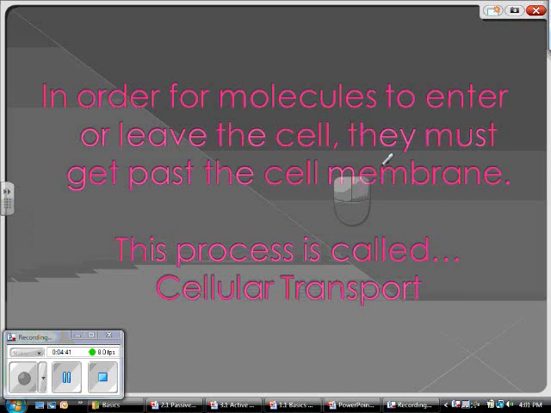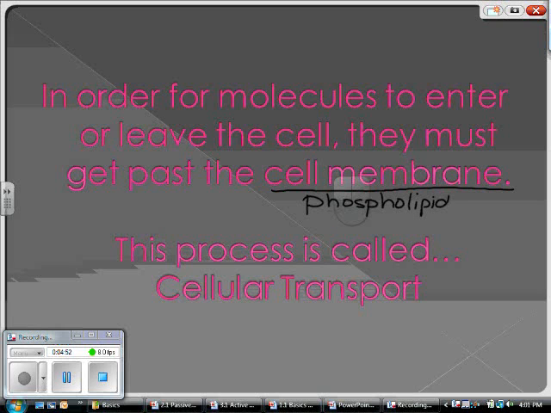Another name for the cell membrane, that we talked about, we said that the cell membrane was also called the phospholipid bilayer. Remembering that? Ringing a bell? I drew you a picture, right? Little phospholipids, 2 layers, phosphate heads, fatty acid tails, right? Phospholipid bilayer.